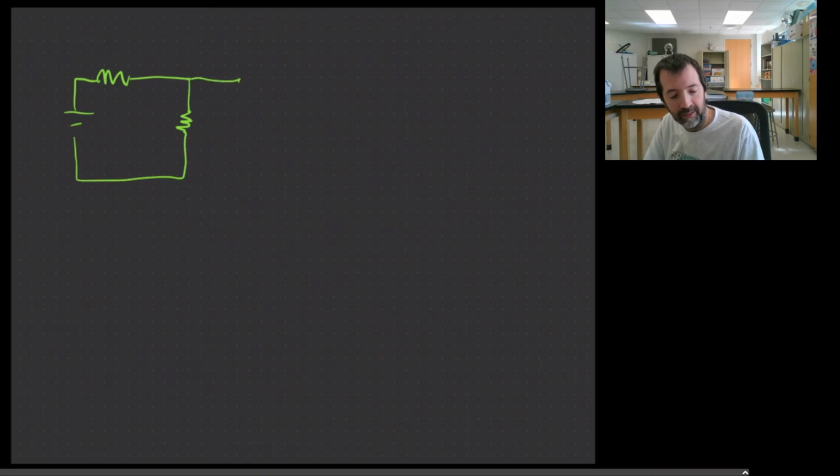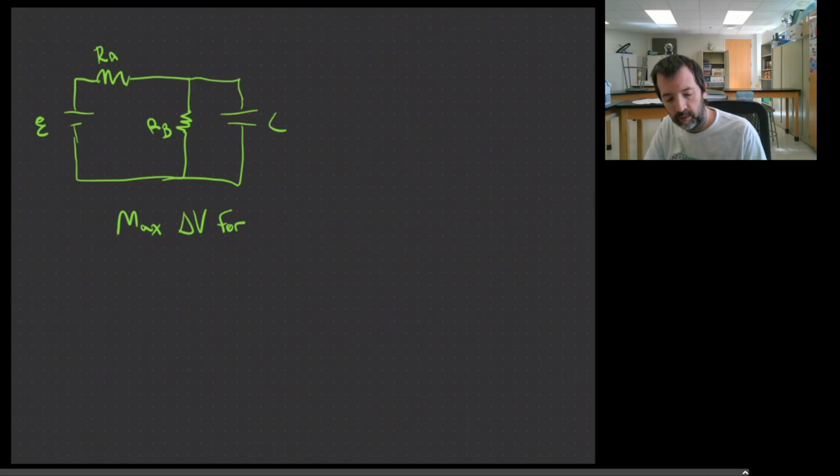One last thing I want to do is similar to that other circuit. I'm not going to bother with the switch this time. Suppose we've got this battery, resistor A, resistor B, capacitor. In this case, the maximum voltage for the capacitor is not the EMF of the battery.